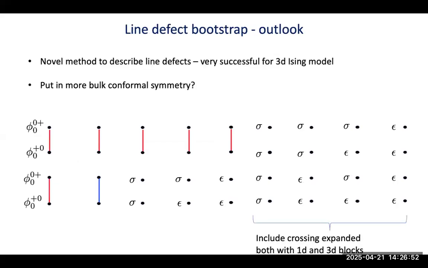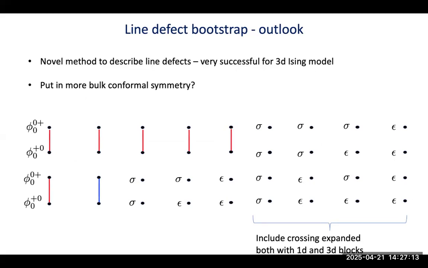Okay, so I guess I'm running out of time. Let me talk about the outlook. So we developed a novel method to bootstrap line defects. Works for line defects that can end. It's already quite successful applied to the three-dimensional Ising model.